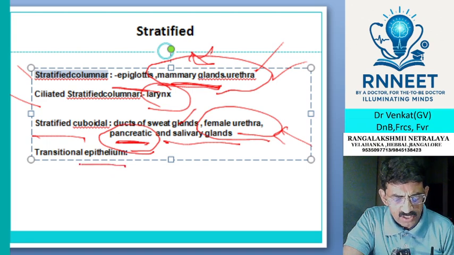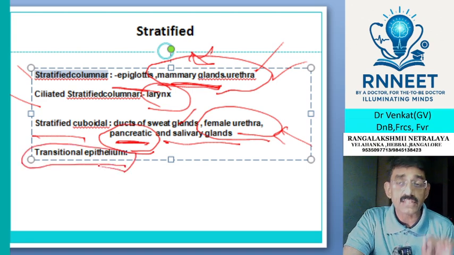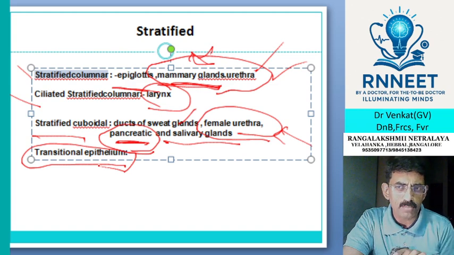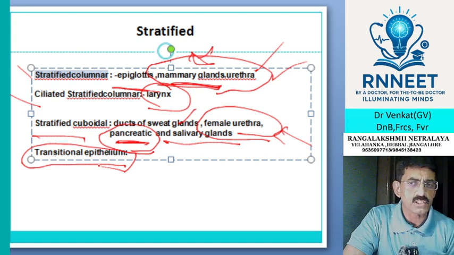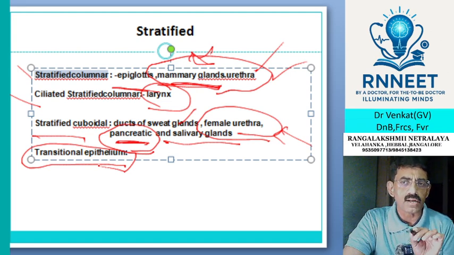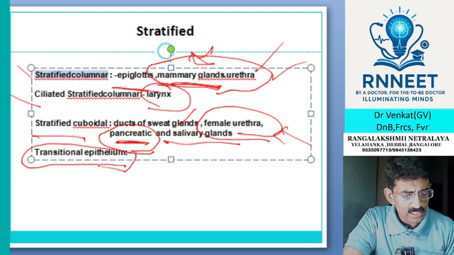Then there is a very interesting epithelium called the transitional epithelium. What is this transitional epithelium? Can you put it in the comment box and let me know how many of you know what this transitional epithelium is and what is the speciality of this transitional epithelium. Let's look at that.